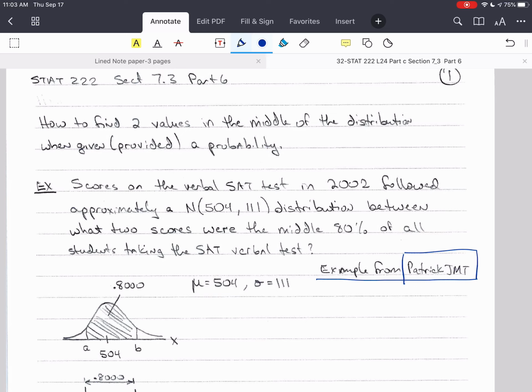So scores on the verbal SAT test in 2002 followed approximately a normal distribution with a mean of 504 and a standard deviation of 111.